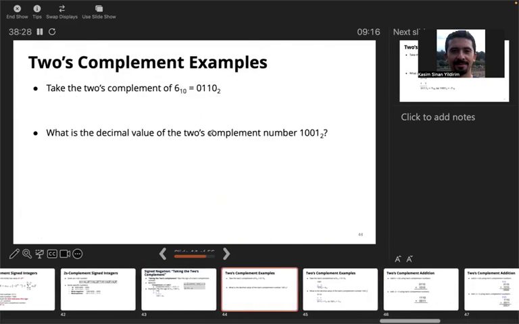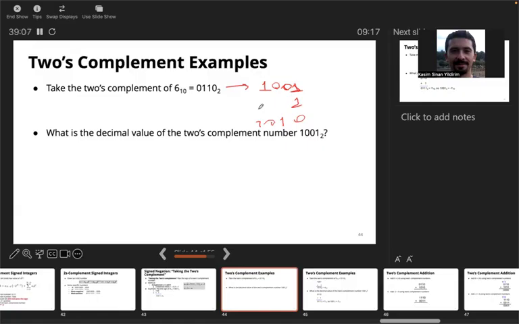So take the 2's complement of this number, 0, 1, 1, 0. That number is 6, right? How can we take the 2's complement? First, we can take the 1's complement of it, like we can flip the bits. 1, 0, 0, 1 is the 1's complement of 6. Then we add 1 and we have 1, 0, 1, 0.